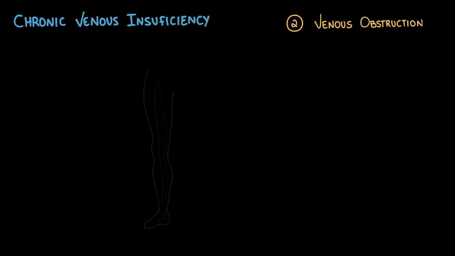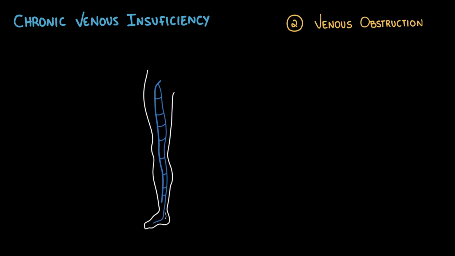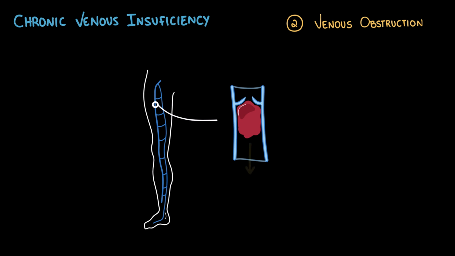The second mechanism behind venous insufficiency is venous obstruction. In this case, the problem isn't with the valves, it's that the blood's pathway is blocked. This often happens after a deep vein thrombosis, when a clot damages or narrows the vein. Because of that, blood can't flow easily back to the heart, so it starts to build up in the leg, increasing venous pressure. Over time, this constant high pressure causes the valves to become incompetent and veins to dilate.